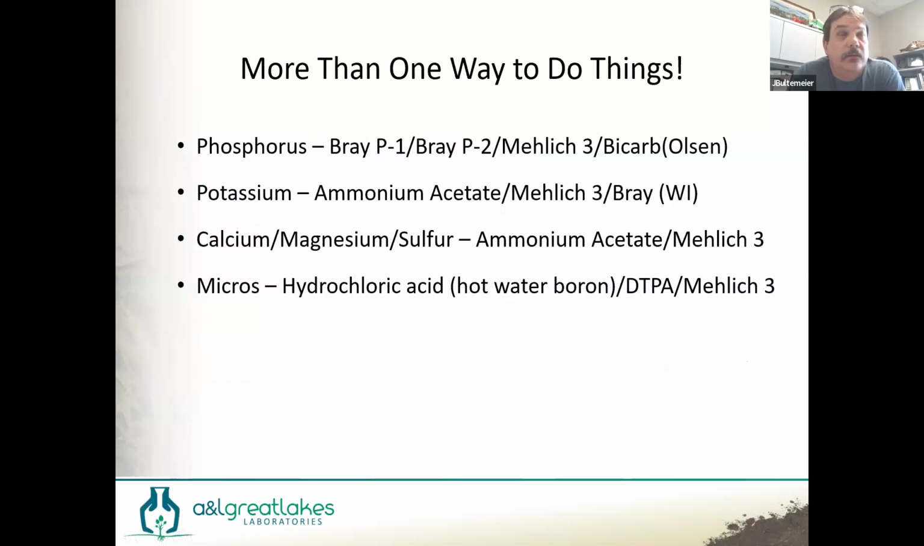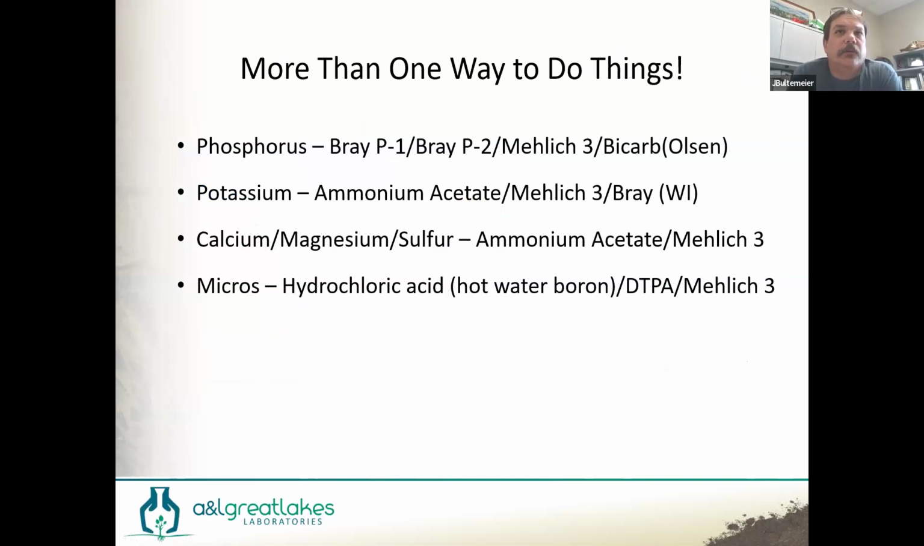So we get into the different nutrients. So phosphorus in our region can be measured by Bray P1, Bray P2. Those are the older acids that were developed in the 30s and 40s. Mehlich 3, that came in the 70s and 80s. Nothing in soil science moves very quickly.